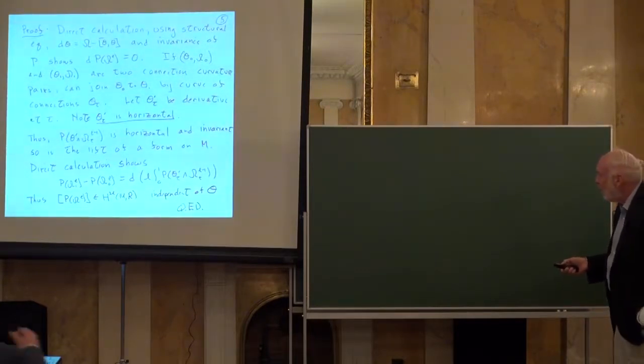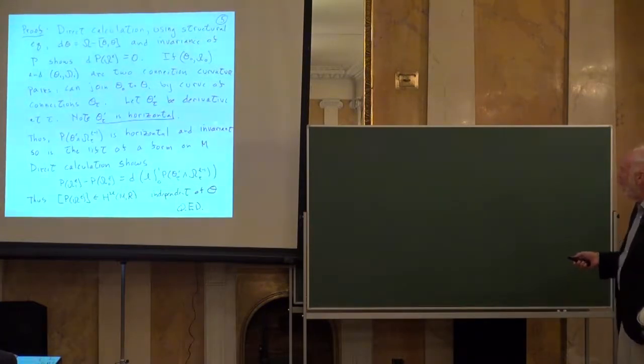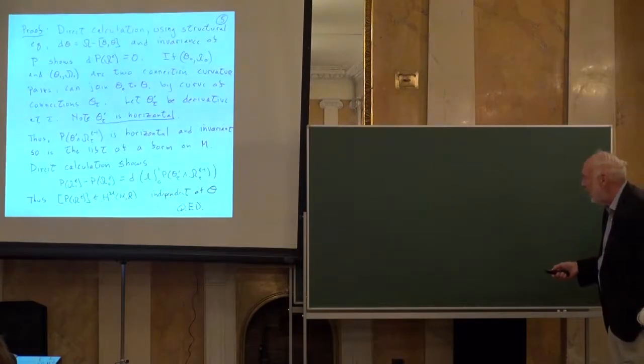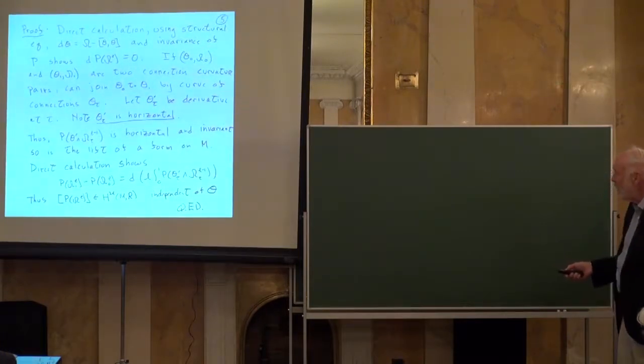And thus you could plug theta prime into P and get a horizontal invariant form. So that's the lift of a form on N. And direct calculation, which I guess Chern and Weil must have done, shows that the difference of those two closed forms, one with respect to the first connection and one with respect to the other, is exact.